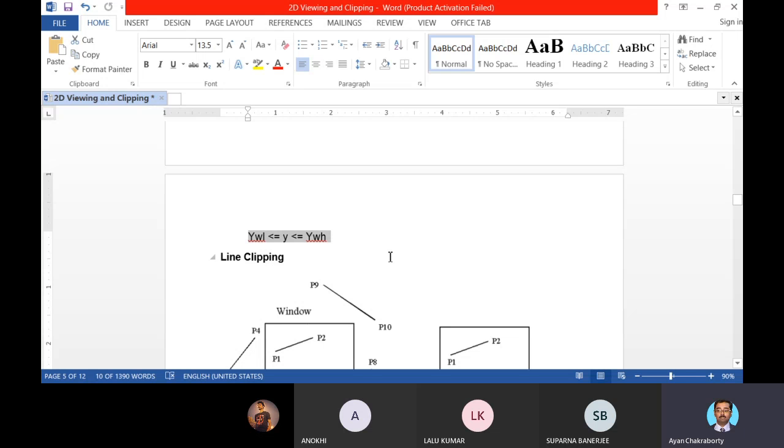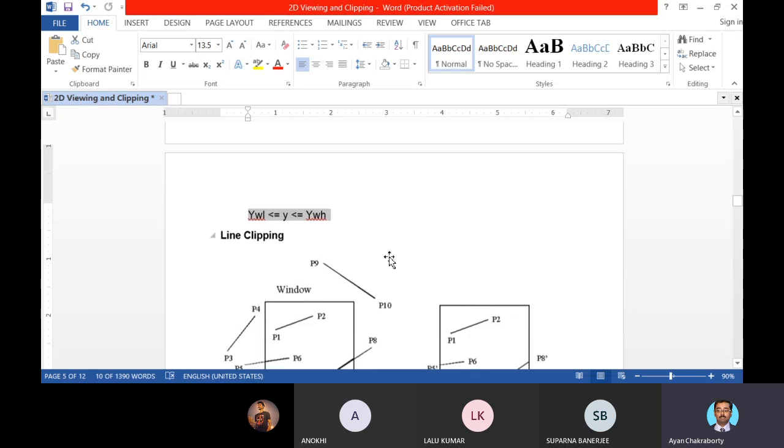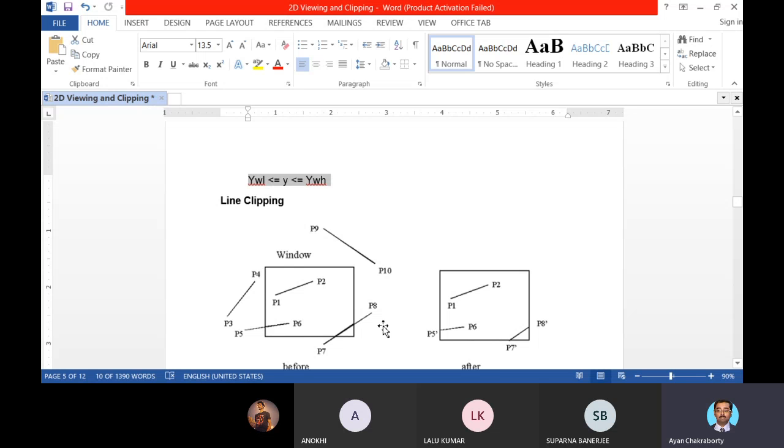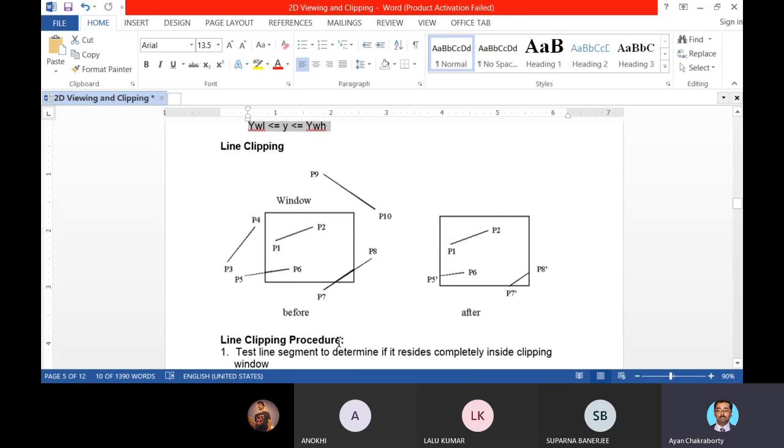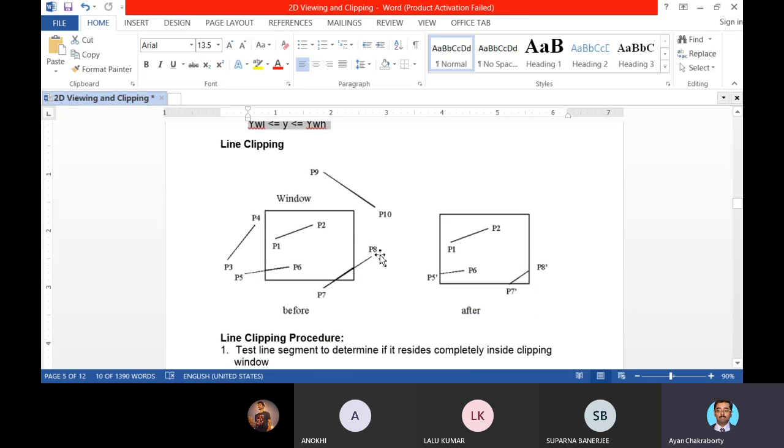But here another question will arise. Consider the line P7, P8.